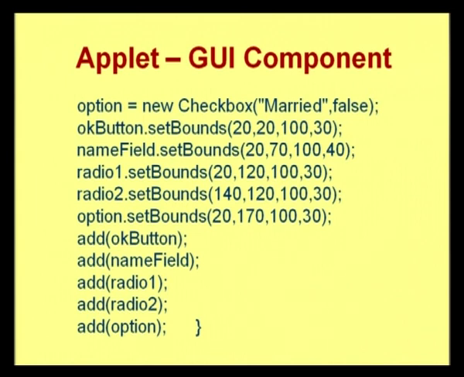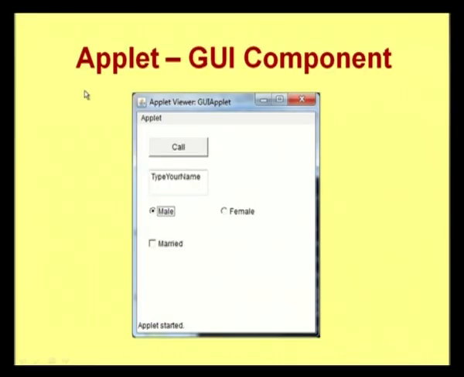All your GUI components will be loaded on your applet, because we have directly added these elements on the applet. You can see here your applet viewer. Inside your applet viewer we have a button with the name call, and then a text field, and then we have two radio buttons which belong to the same group, and then we have a checkbox. Now we'll have a short break, and then we'll proceed with our event handling mechanism and how applet servlet communication will be done.